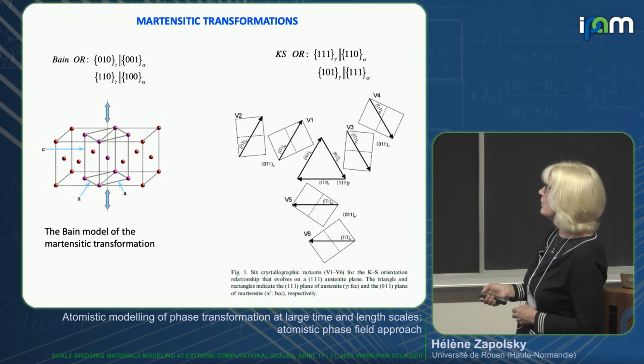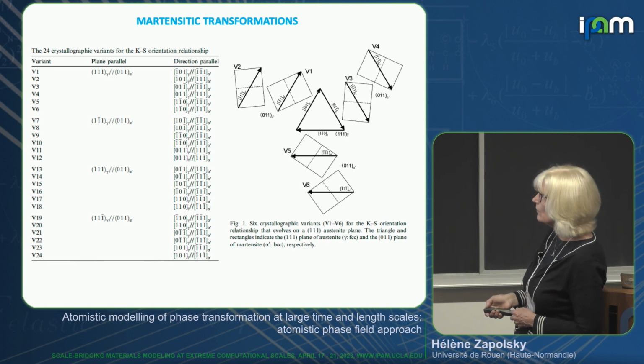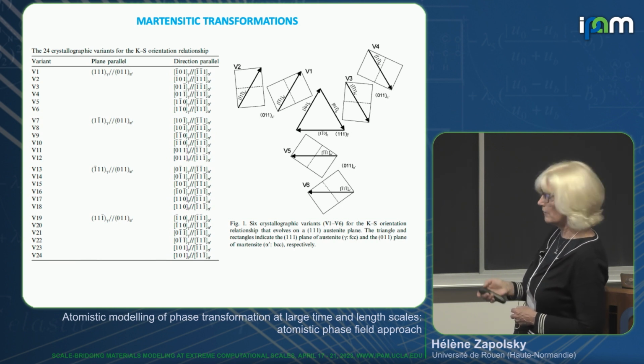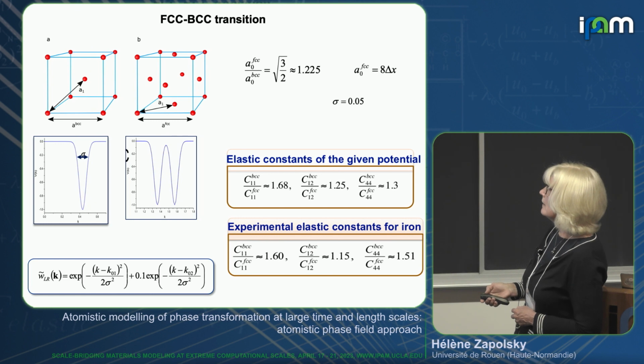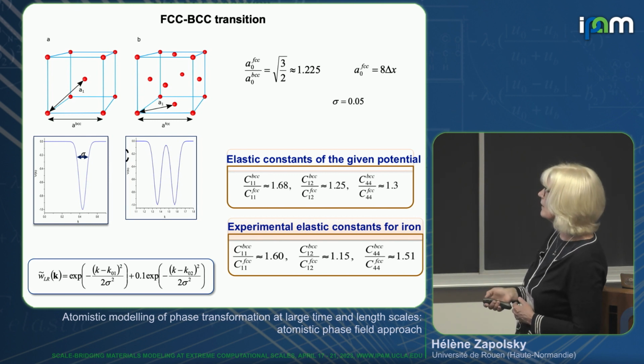There are many different planes, and in total for a given 111 FCC plane, we have 6 different variants of this martensitic phase. As we have 4 different crystal planes 111, we will have 24 variants of the martensitic phase. And to model this, we introduce the long-range interaction in our case.